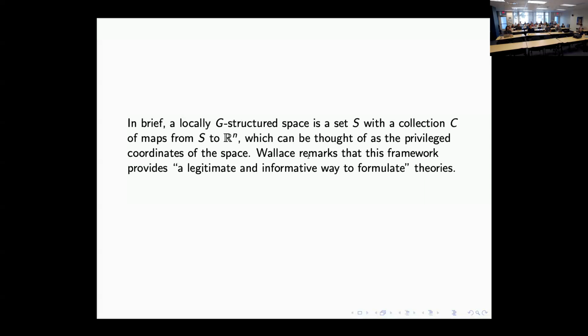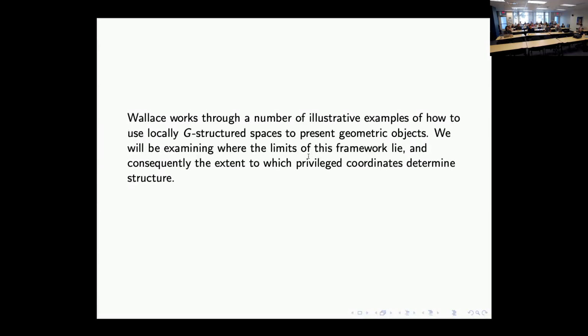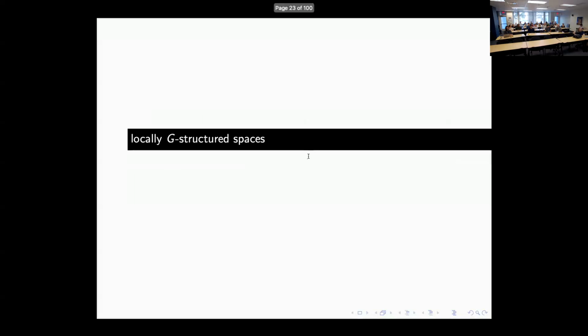And he provides evidence for this claim by working through a number of helpful illustrative examples of how to use locally G-structured spaces to present various different geometric objects that one might encounter in physics. Okay, so all we're doing today is examining where the limits of this framework lie, how far you can push this method of presenting a geometric space and still have it work. And in doing so, we're asking the extent to which privileged coordinates determine structure. Okay, we first need some preliminaries.